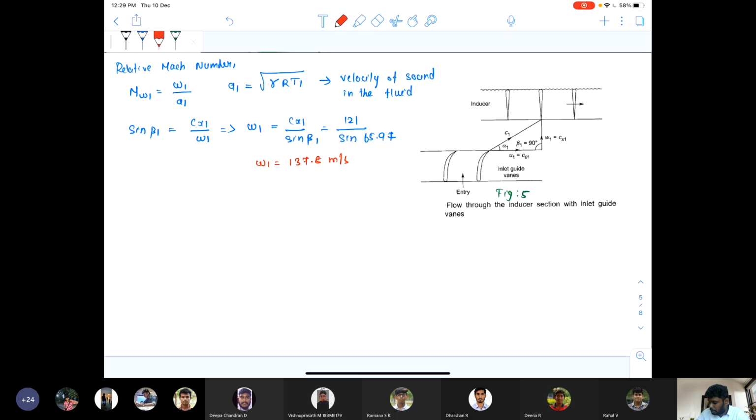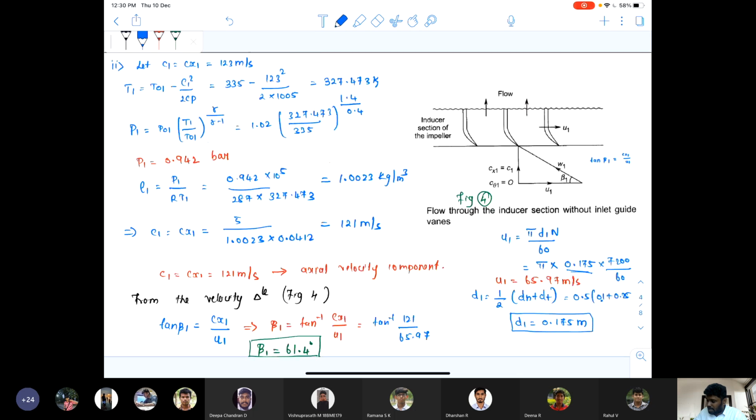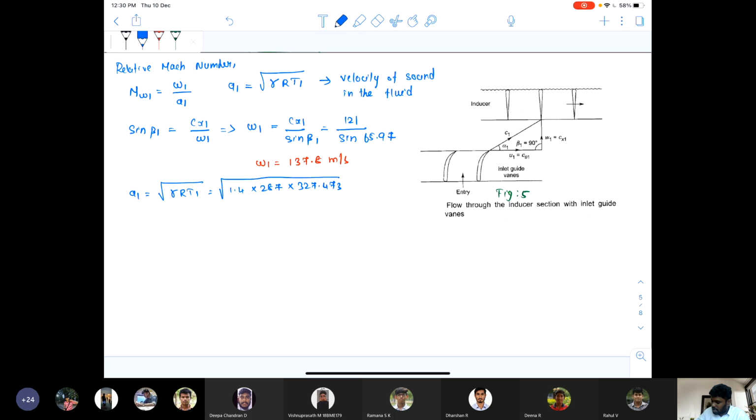Therefore, A1 will be equal to root of gamma RT1, which is equal to 1.4 into 287 into 327.473, which is the T1 which we have found out. Substituting this, you can get the value of A1 as 362.737 meter per second.